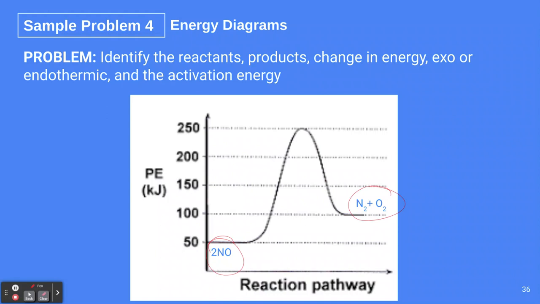The change in energy, when I'm asking for that, I'm going to take my products minus my reactants. So for this one, I'm going to take 100 kilojoules minus 50 kilojoules, and I can see that we needed 50 kilojoules as a reactant. Since it was 50 kilojoules as a reactant, that is going to make this endo. And the last thing I have to do is calculate my activation energy. My activation energy, I'm going to take my peak minus my reactant, so 250 kilojoules minus 50 kilojoules, that's going to equal 200 kilojoules. And that's my activation energy.